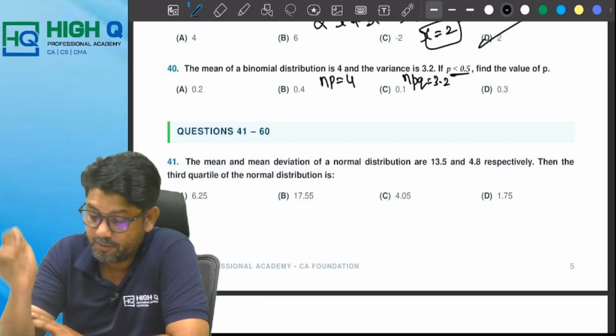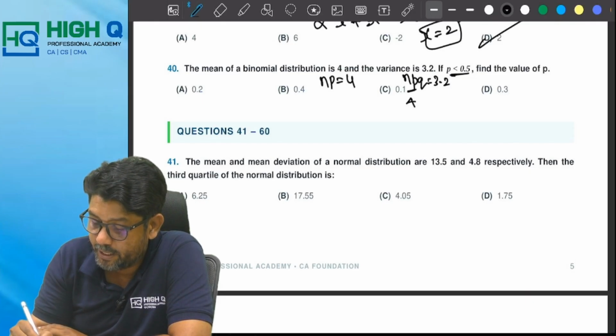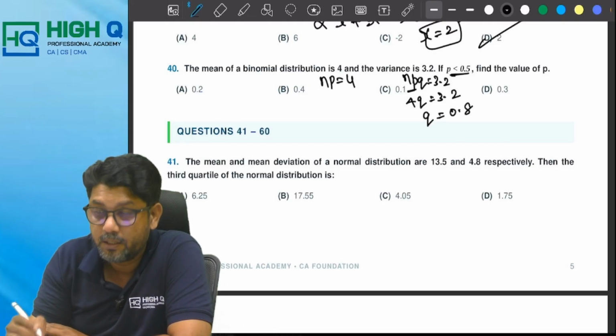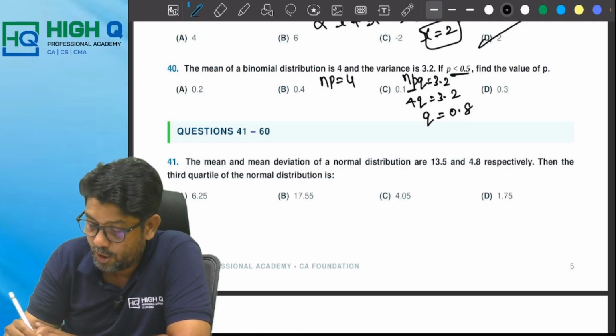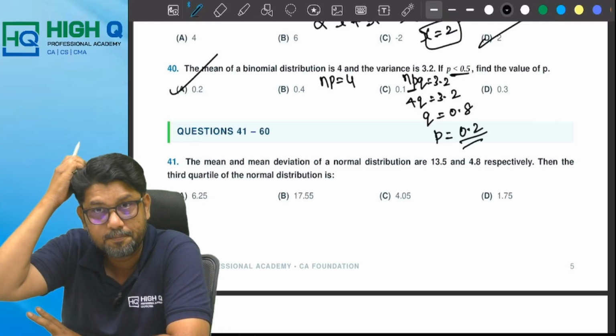Find the value of p is the question. Look at this. np is equal to 4, right? Here you substitute np as 4. 4q is 3.2. Q is equal to what? 3.2 divided by 4 is 0.8. What is p equal to? 1 minus 0.8, which is nothing but 0.2.